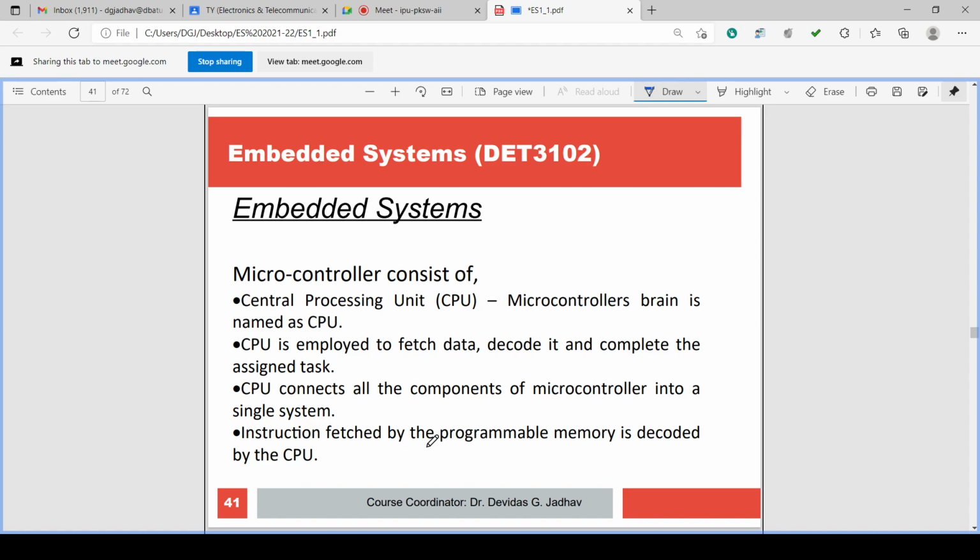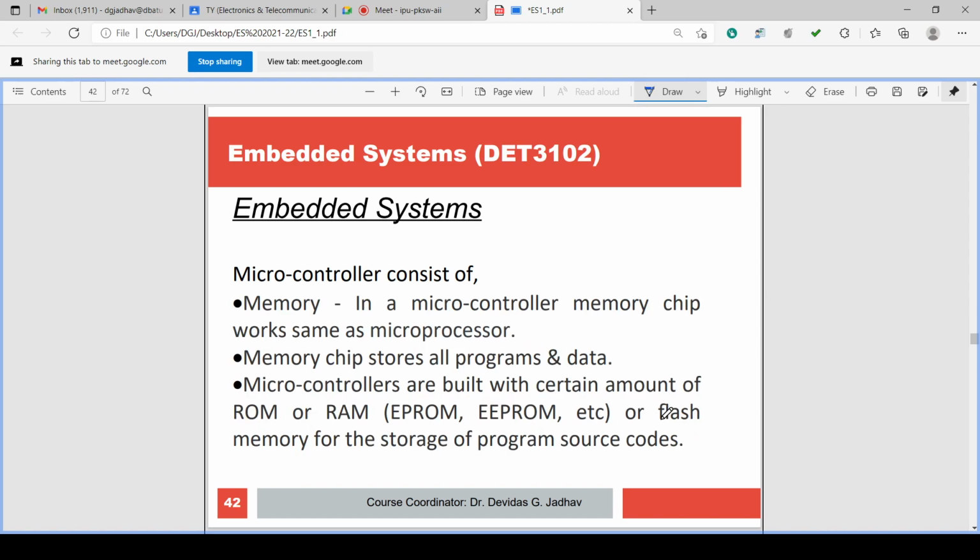The CPU is used to fetch data, decode data, and complete the task. So the CPU connects all the components together. The CPU fetches the data and programmable memory and decodes it. The microcontroller consists of memory also. In a microcontroller, the memory chip works the same as in a microprocessor. So the memory chip stores all the programs and data. Microcontrollers are built with a certain amount of ROM, RAM, EEPROM, flash memory, for storage of the program source code.